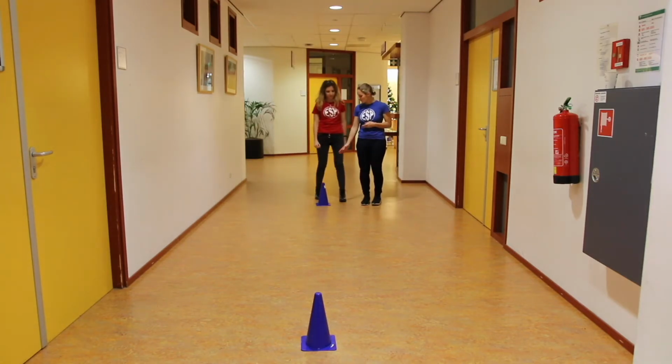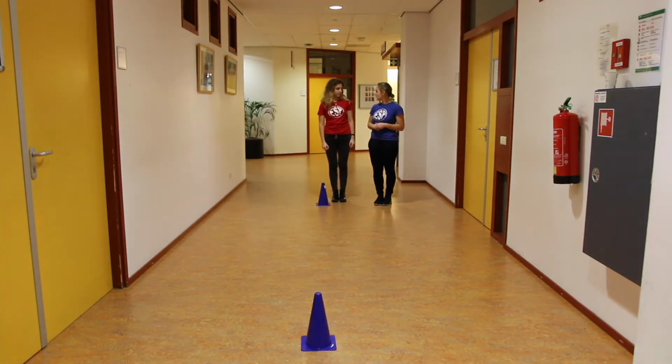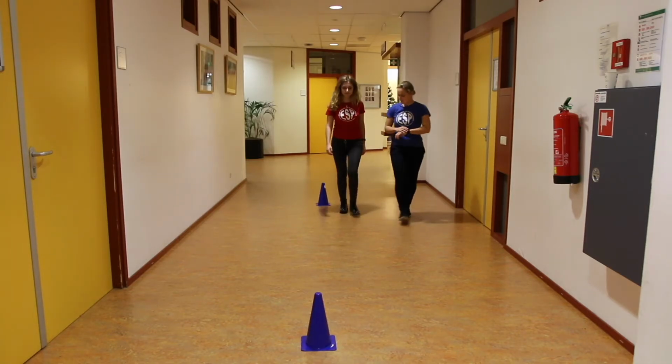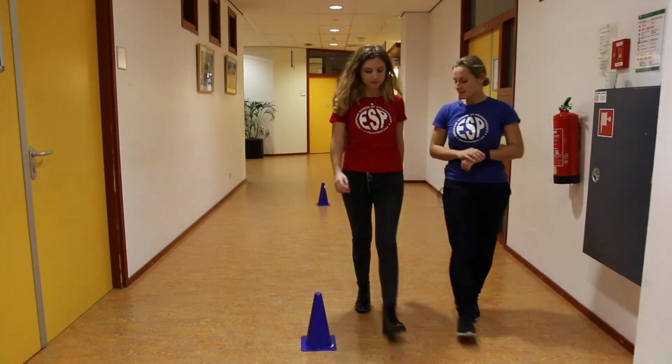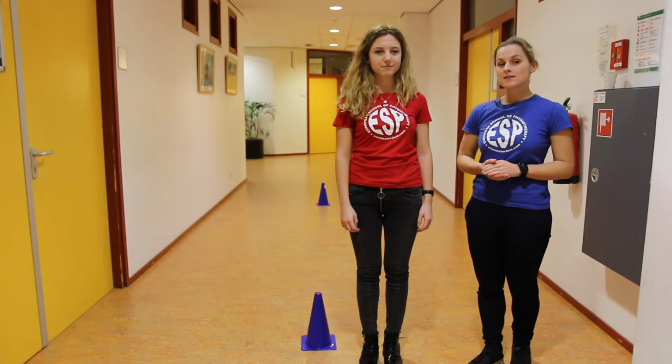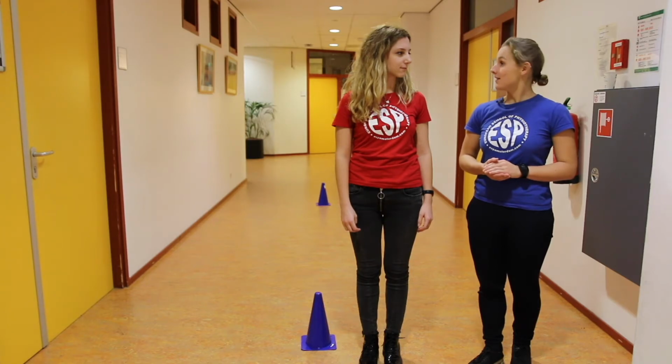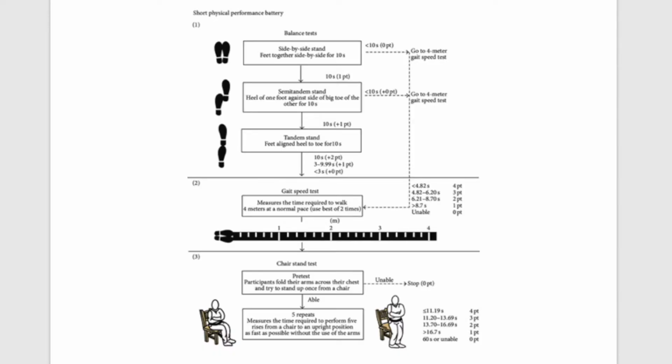We start standing at the cone and we're just going to walk. I will tell the patient to walk as fast as possible, but still safely. In 3, 2, 1. And stop. A normal gait speed should be 3.2 seconds for 4 meters. Well done.